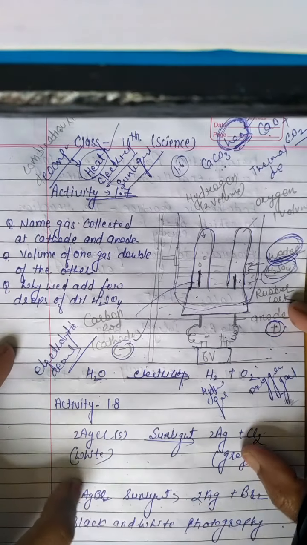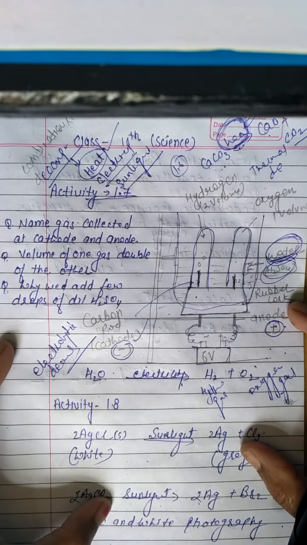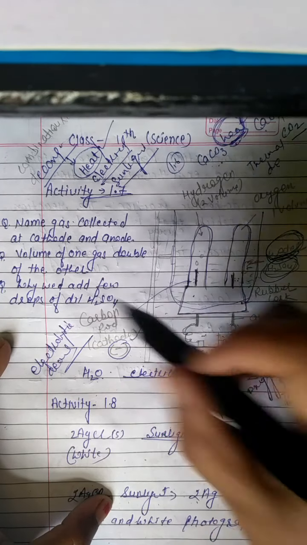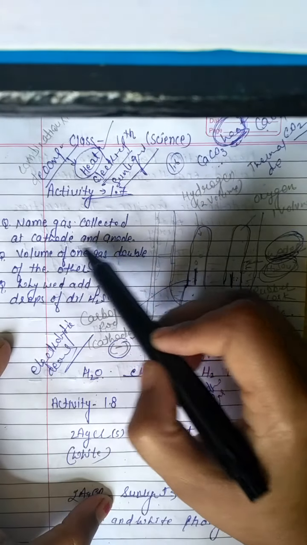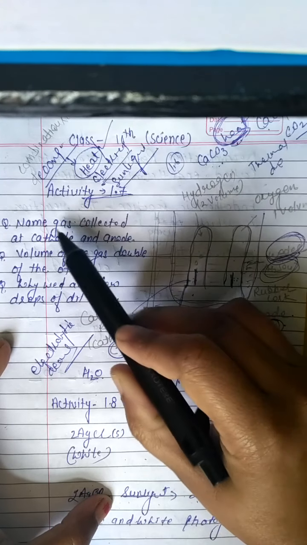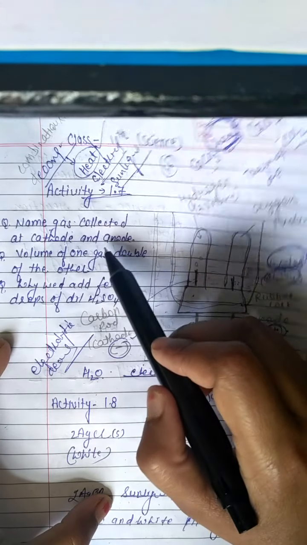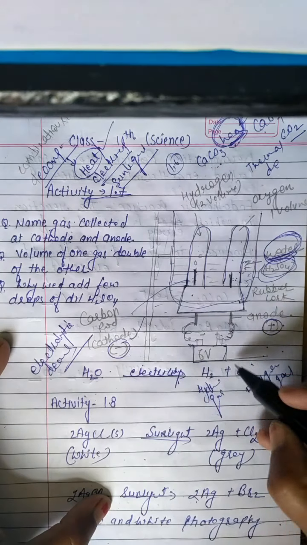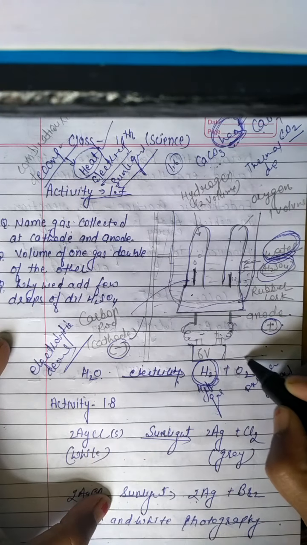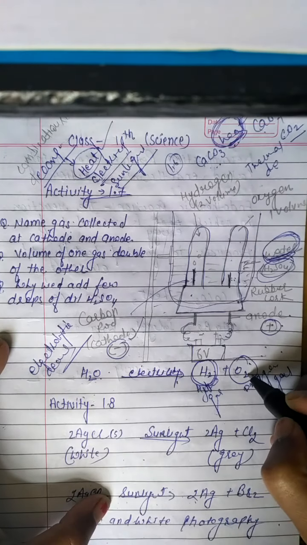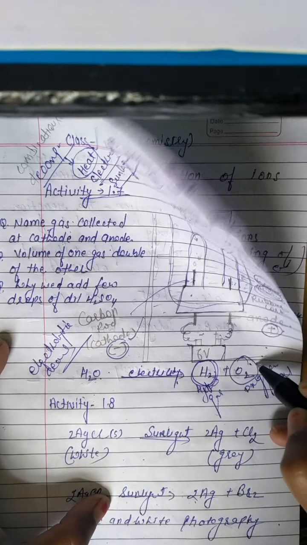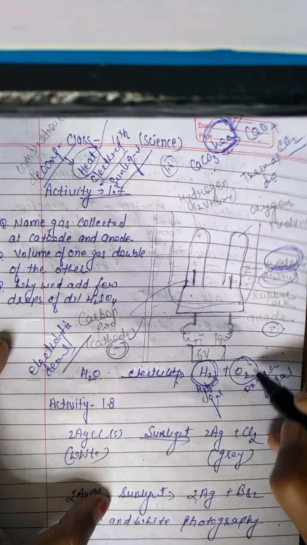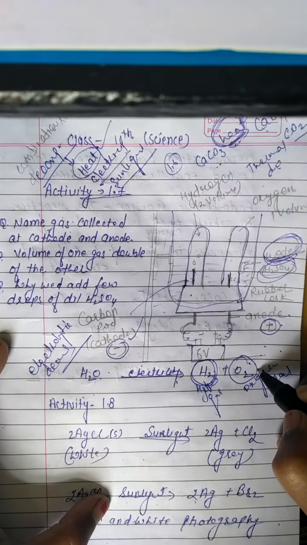Clear? This is the most important question with the diagram. Now, there are two questions. Name the gas collected at the cathode and anode. During the electrolytic decomposition of a water molecule, two gases are released. Which two gases are released? That is H2 and O2. H2 is hydrogen gas and O2 is oxygen gas.